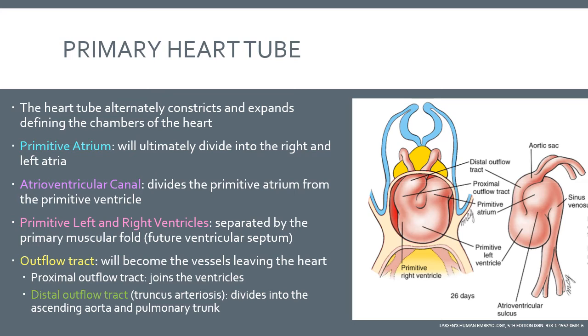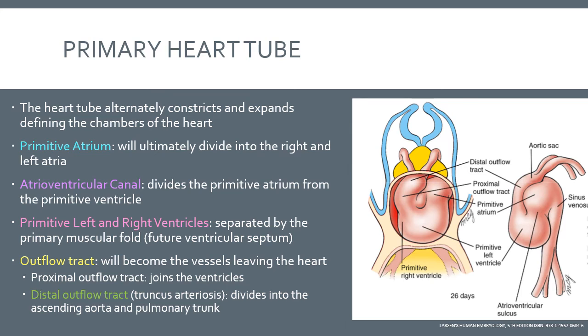Now once we have the tube in place, the heart is going to alternately, in some regions, constrict and in other regions expand, and that's going to define the chambers of the heart. And if it helps at all, think of it a little bit like those long tubular balloons you use to make balloon animals. If you twist them a little bit, and of course the heart isn't twisting so much, but if you cause constriction in certain areas, you get expansion in others. And that's what this is all about.